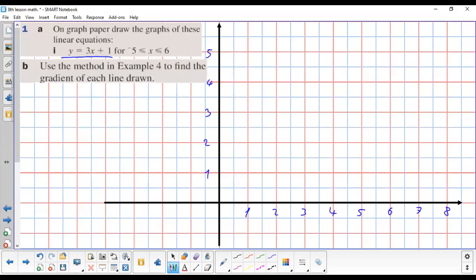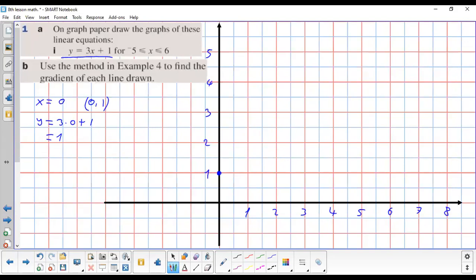To draw this line, again, we take different values of x. It is sufficient to take only two different values. Let's take x equal to 0. If I take x equal to 0, then I have y equal to 3 times 0 plus 1. So here we have y equals 1. So we got a point, 0, 1. The point 0, 1 is this point here.